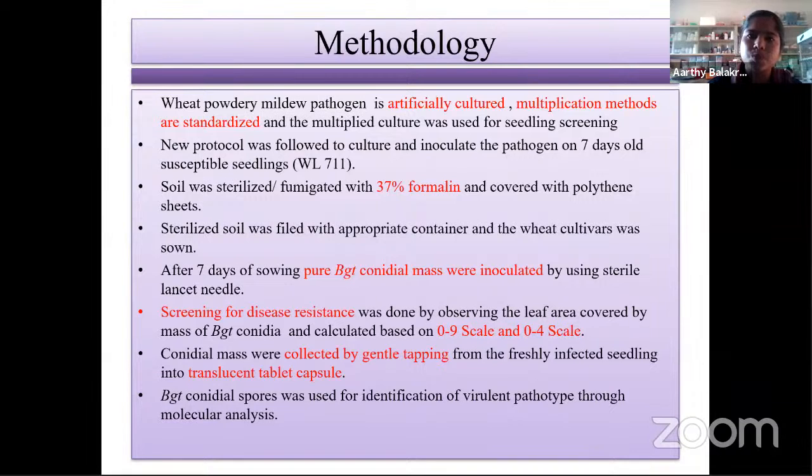The conidial spores were collected by gently tapping freshly infected leaves into new, sterile transolution capsule tubes. And BGT conidial spores were further used for DNA extraction for molecular analysis, for identification of virulence pathotypes and confirmation of virulent pathotypes.